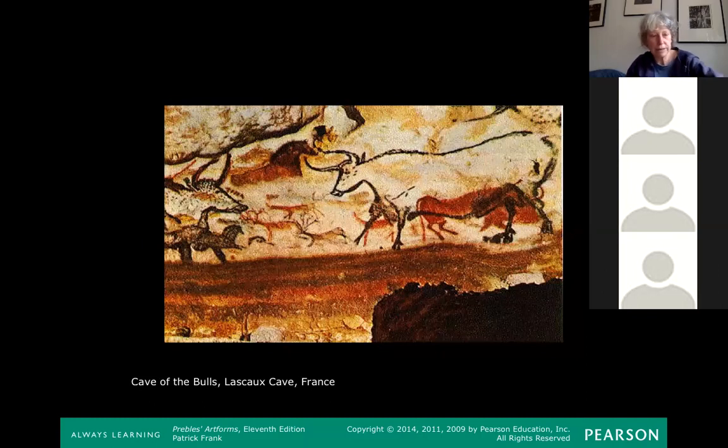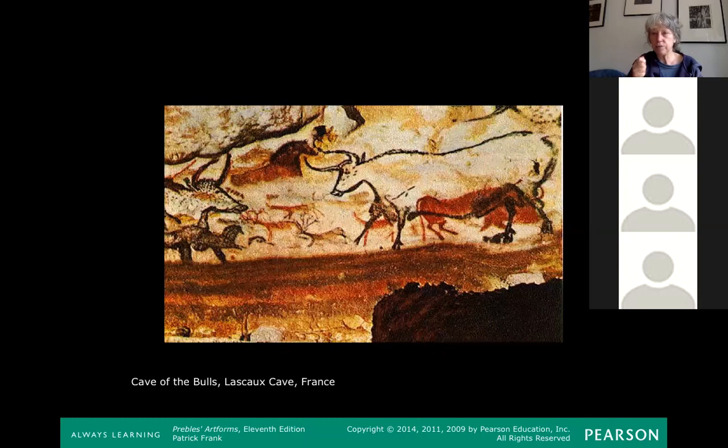So as you can imagine, there's a lot of theories about what the paintings were for or what they were about. Some people say that they were a kind of hunting magic. That is, they were a way to envision a successful hunt. Some people say that they were part of a kind of shamanic religion that involved going into a trance.